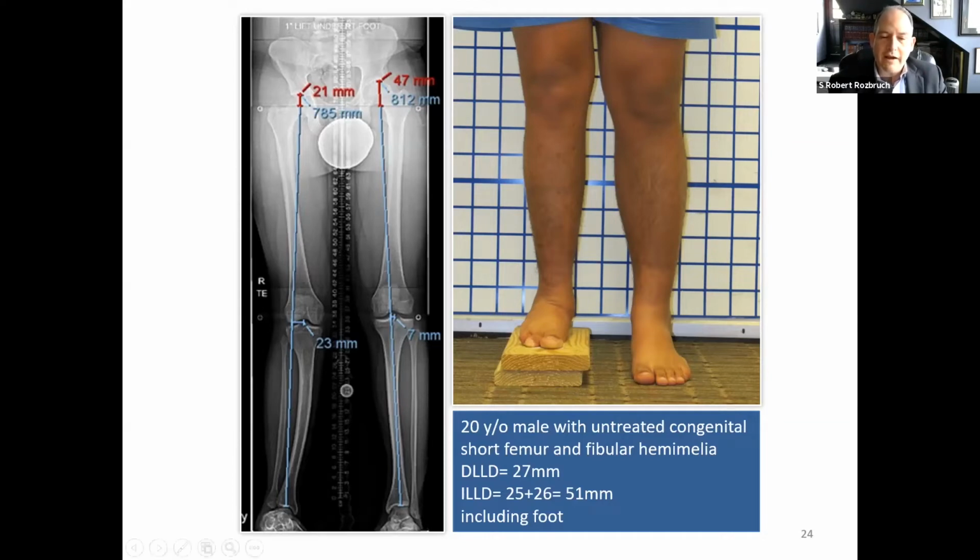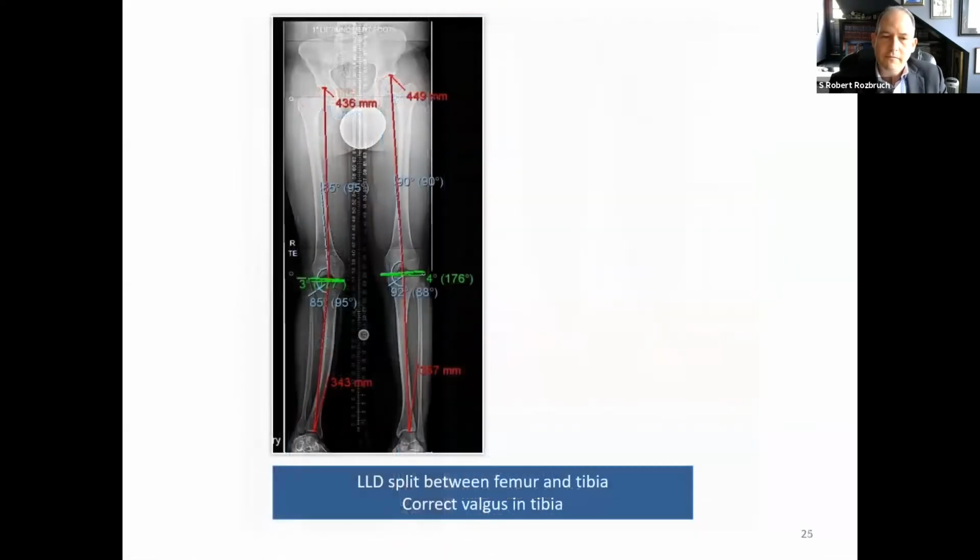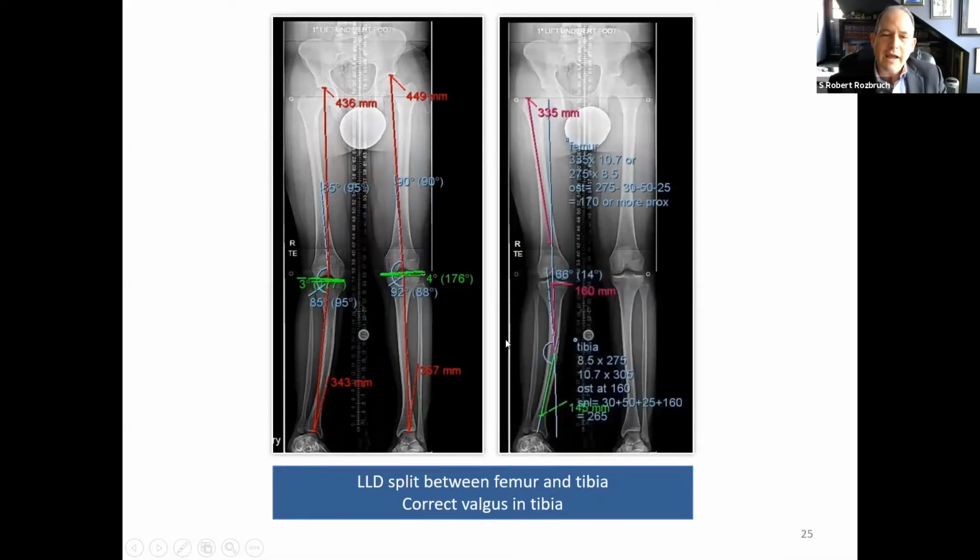There are some particularities about fibular hemimelia, and you can see he's got a valgus deformity of his tibia, and he also has a short fibula, and he's missing rays in his foot. When you analyze this deformity, you can see by measuring the segment lengths that the LLD is divided between the femur and the tibia. And what you can also see is that these joint orientation lines confirm what we can see, and that is that the valgus is coming from the tibia.